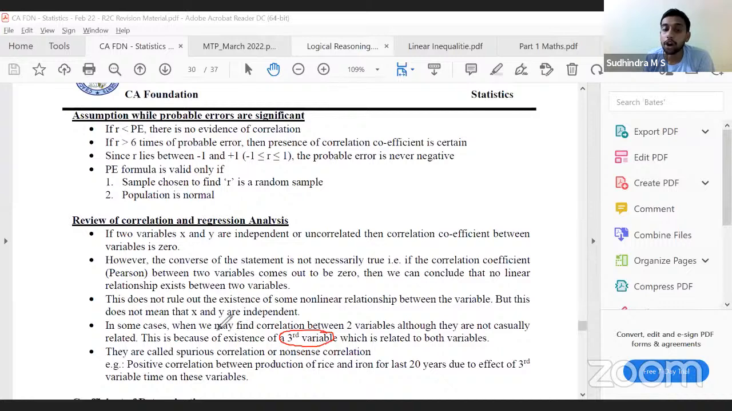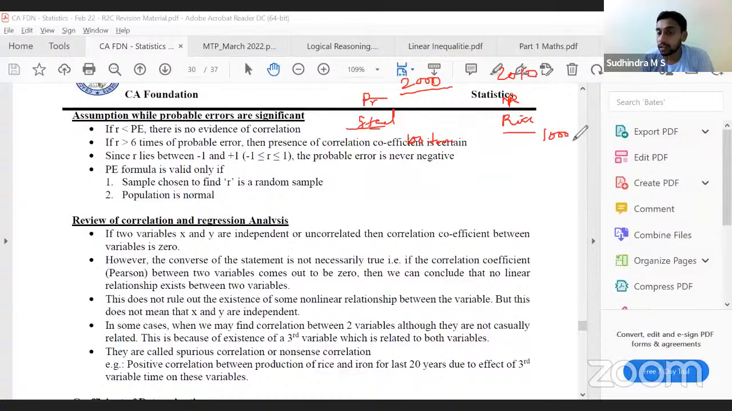Such a correlation is called spurious or nonsense correlation, because there is no direct relationship. The values are changing just because of a third variable. Example: production of steel and production of rice. Manufacture of steel and production of rice, for 2000 and 2010. In 2000, let's say manufacture of steel is 100 tons and production of rice is 1000 tons. In 2010, it became 500 tons and here it became, let's say, 8000 tons.